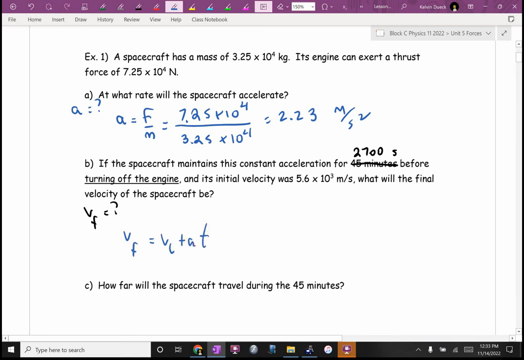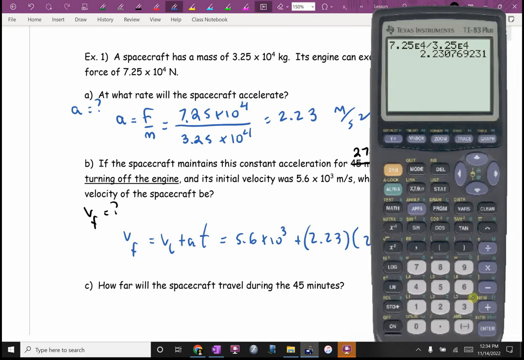And I think I said to you last unit, we're at the stage now where I have no problem doing that. You've learned enough physics where I can use an answer to find an answer. So it's going to be 5.6 times 10 to the third plus 2.23 times 2700. Now, when I went 45 times 60 to get the 2700, I lost my answer button.